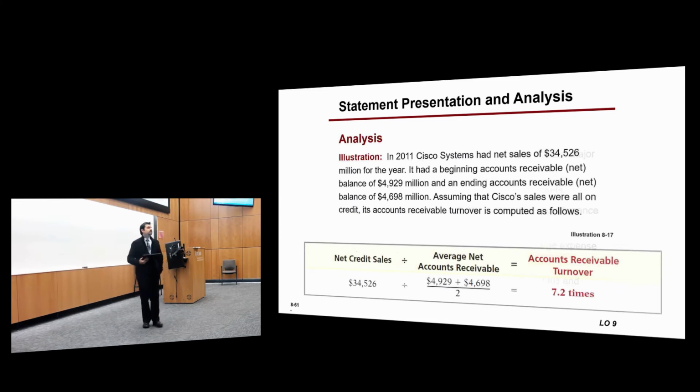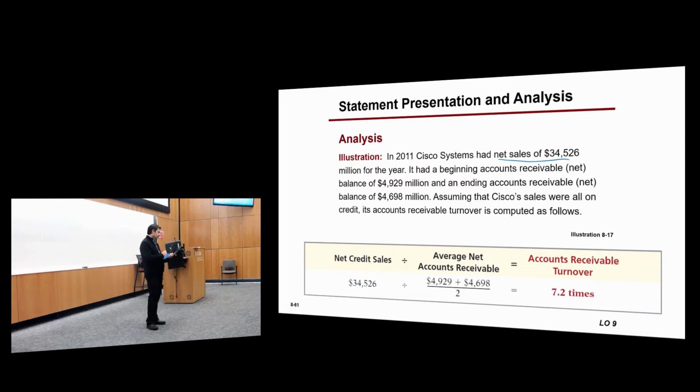We get to the analysis of the receivables. This is similar to inventory analysis. You remember when we had inventory turnover? Here we have accounts receivable turnover. What we're trying to see is, during this year, how many times the company collected their accounts receivable in total. In this example, Cisco had net sales of 34,526 million.